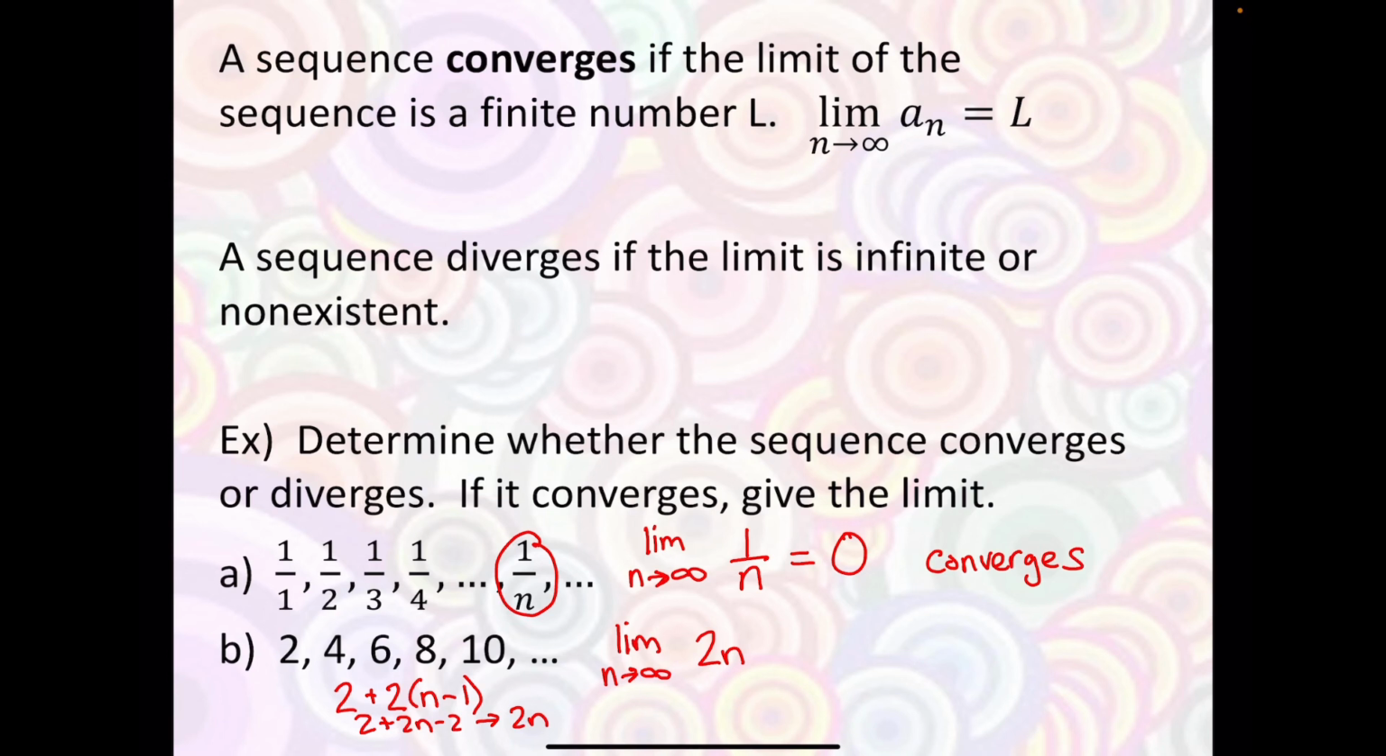So as n is approaching infinity, so as we're getting bigger and bigger and bigger, 2 times 10, 2 times 100, 2 times 1,000, 2 times 1,000,000, it's getting bigger and bigger towards infinity. We can also graph it, and we know 2n would be a line that increases. So as our x's are getting closer and closer to infinity, as we're going right forever, our y values are going up forever as well. So that means this sequence diverges.